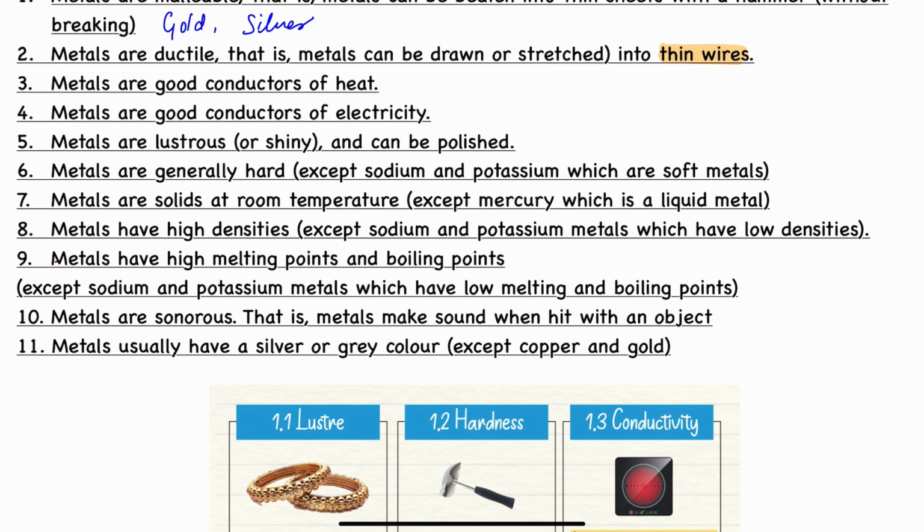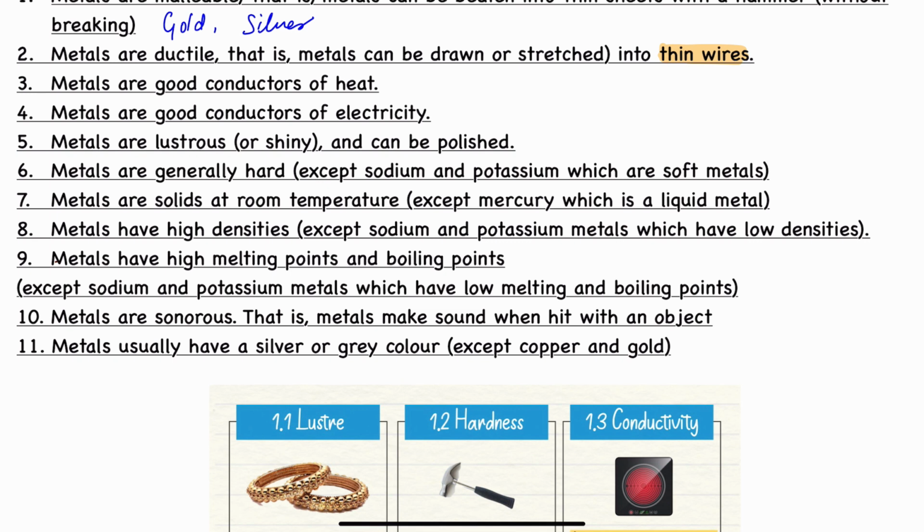We have one more metal, that is silver. Again, because of its shining property, acting as a good reflector also, we use the silver layer, right? The layer of silver behind the mirror. So we can say silver metal, being an excellent reflector, is used for making the mirrors. Coming to the next point, metals are generally hard except sodium and potassium, which are soft metals.